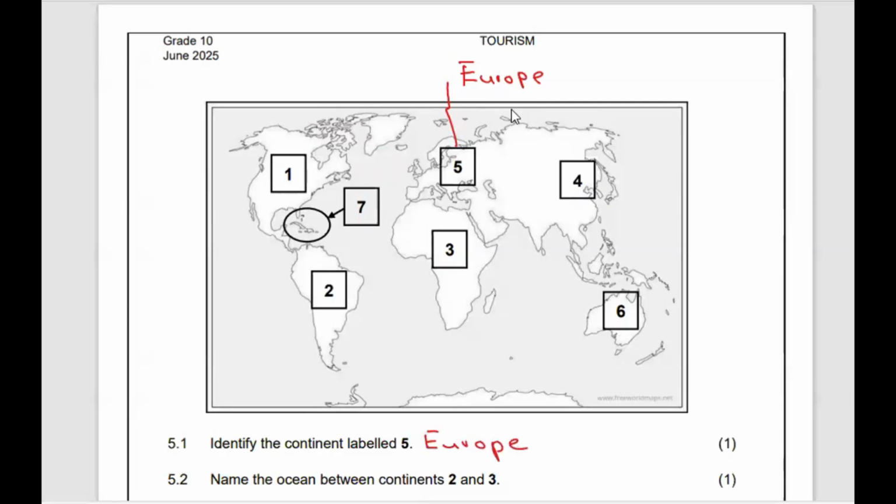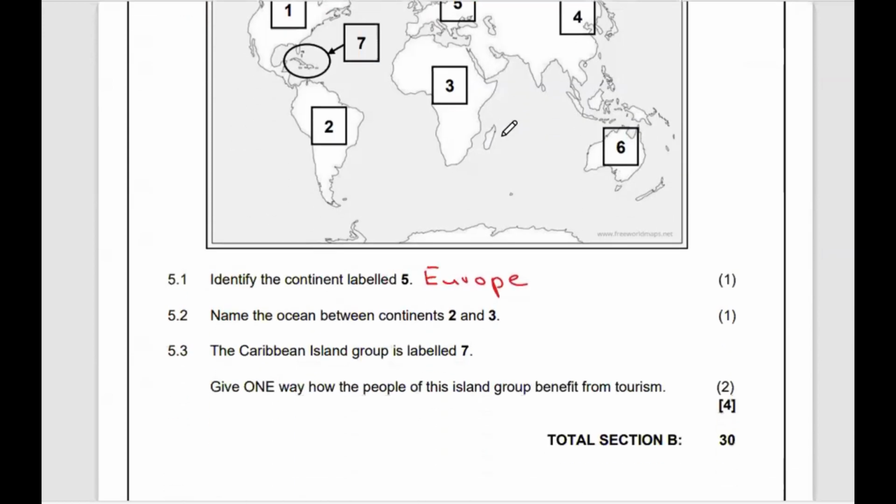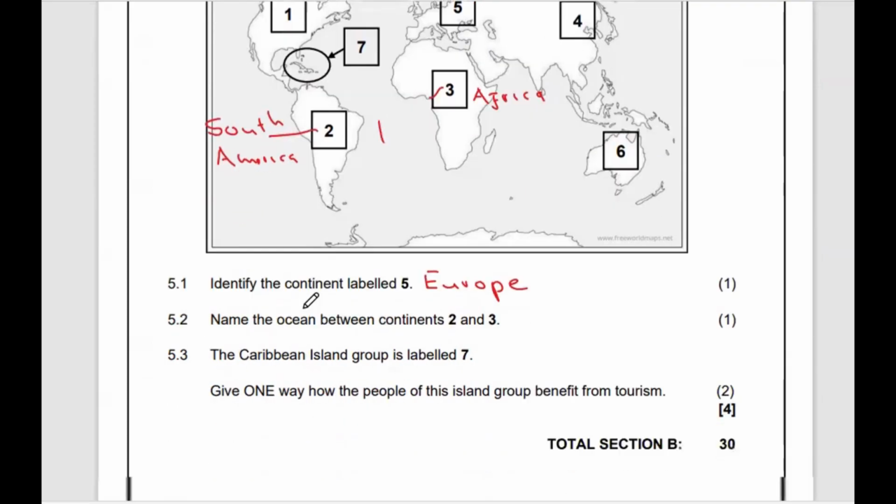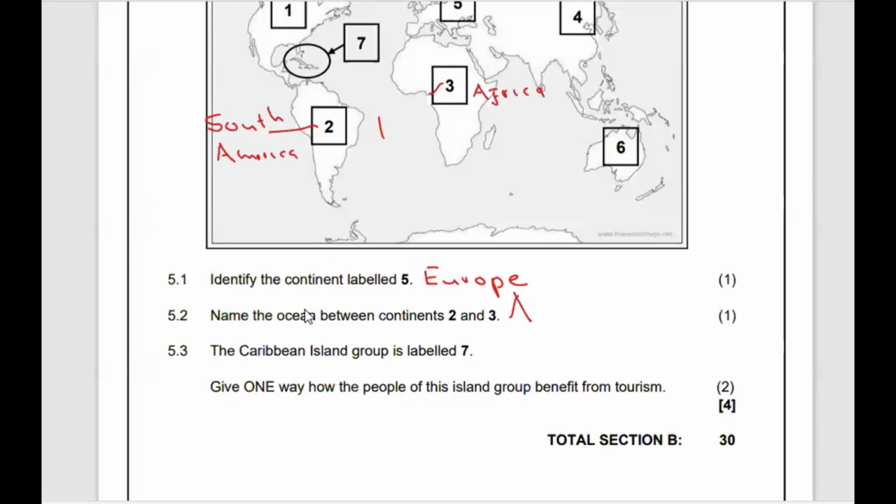That would be Europe. Then 5.2, name the ocean between continents 2 and 3. If you look at continents 2 and 3, 2 will be South America. So let's first start by identifying the two continents. This is South America. Then 3 would be Africa. So the ocean which lies in between is known as the Atlantic Ocean.